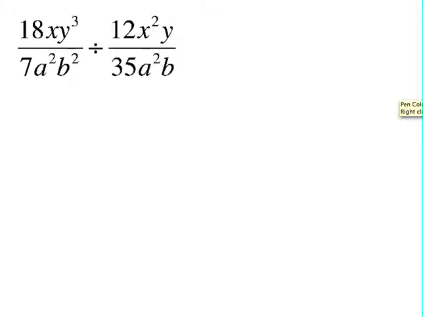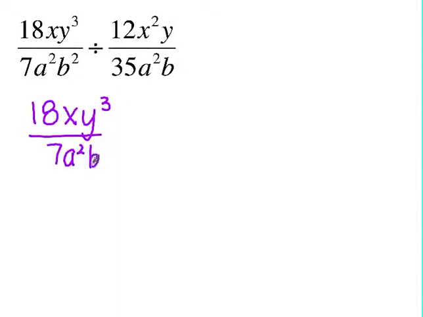So now we need to regress back to your childhood when you first learned about fractions. When you first learned how to add, subtract, multiply, and divide fractions, how did you divide two fractions? What did you do? Multiply by the reciprocal. So we're going to do the same thing. So I've got 18xy cubed over 7a squared b squared. I'm going to multiply by the, which is what?